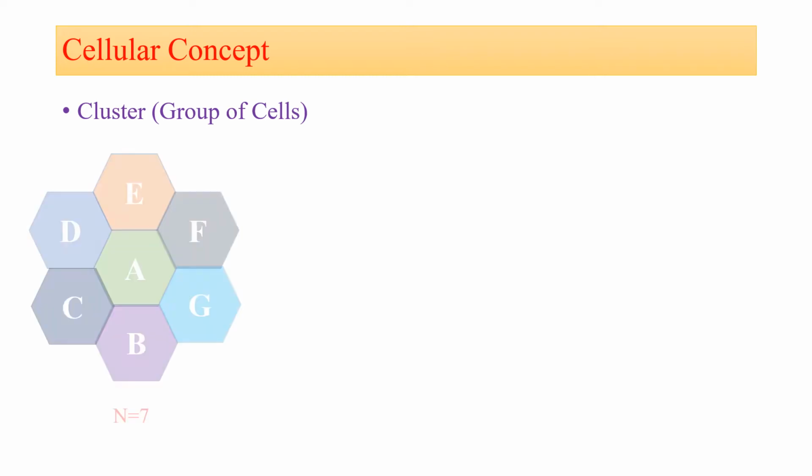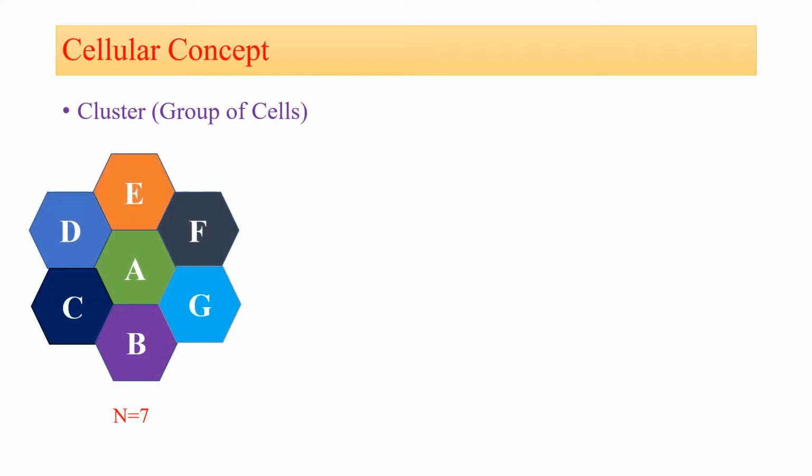Now let's see what is meant by cluster. A cluster is called a group of cells. Here n equals 7 means this cluster indicates there are a total of 7 cells present, that is A, B, C, D, E, F, G, a total of 7 cells. The group of 7 cells is a cluster, meaning it is a cluster of a total of 7 cells.